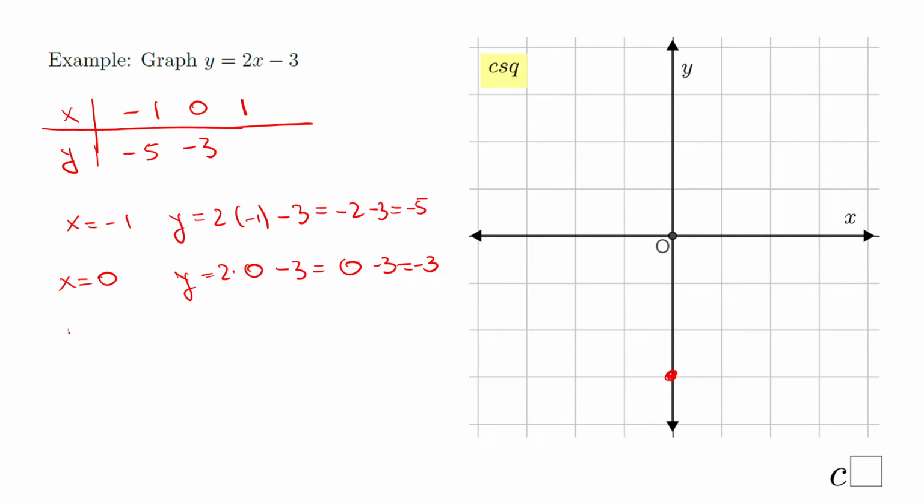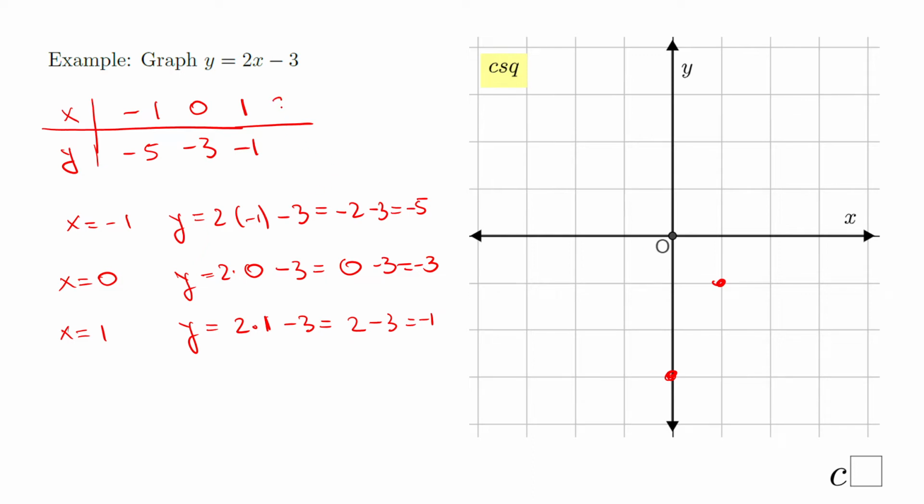x equals 1, and we have y equals 2 times 1 minus 3, which means 2 times 1 is 2, minus 3 is negative 1, which is going to be 1 right, 1 down, right here. And let's take another value.